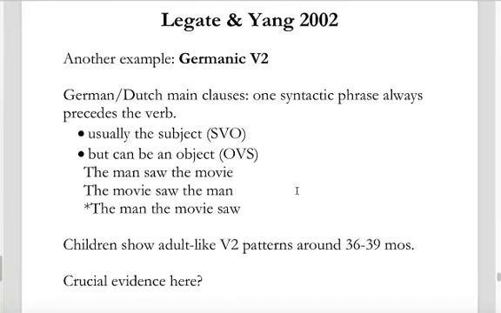When did German learning and Dutch learning children show adult-like V2 patterns? Right at the same age, about 3 to 3.5 years, which is the crucial age that we've been interested in here. So again, how are German learning children going to acquire this V2 phenomenon? What's the crucial evidence here? Think about that for a sec.